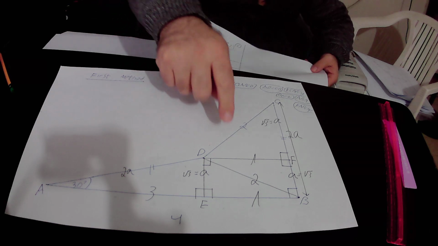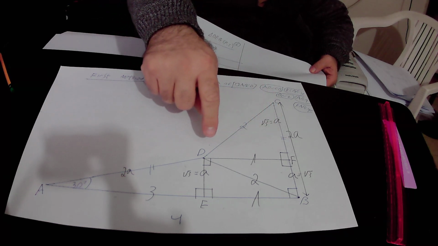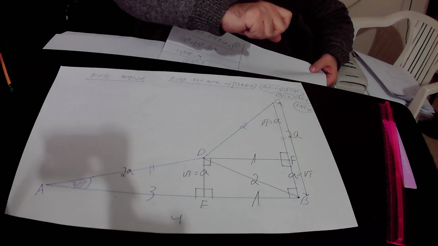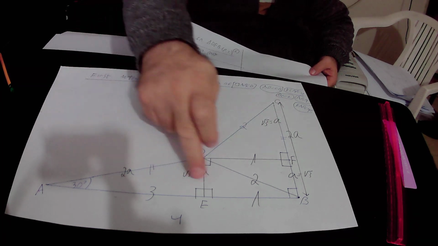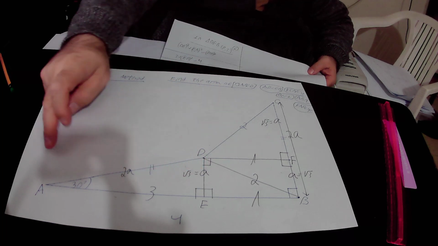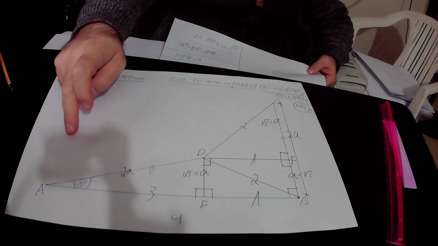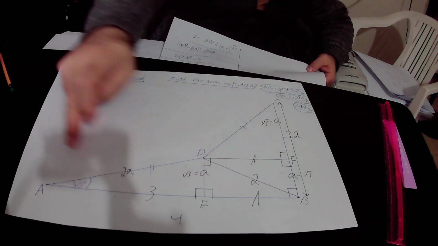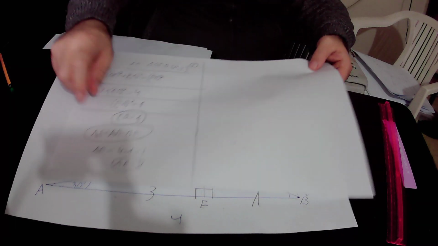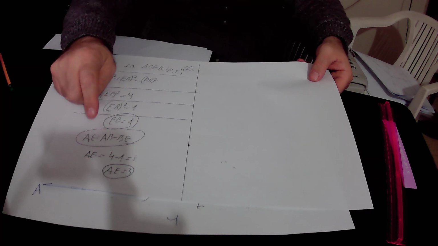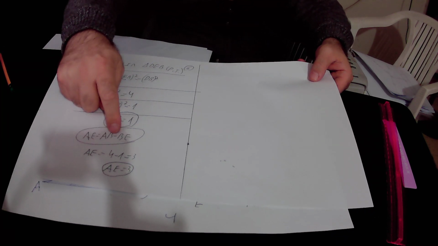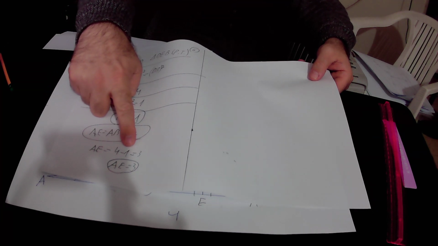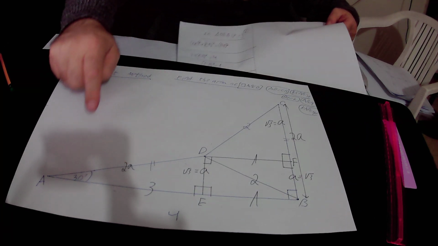But because the opposite sides of a rectangle are equal to each other, DF will also be equal to 1. What is the value of AE? From the drawing you can easily see that AB minus BE equals AE. So AE equals AB, that is 4, minus BE, that is 1. AE equals 4 minus 1, which is 3. So we found out that AE equals 3 units.